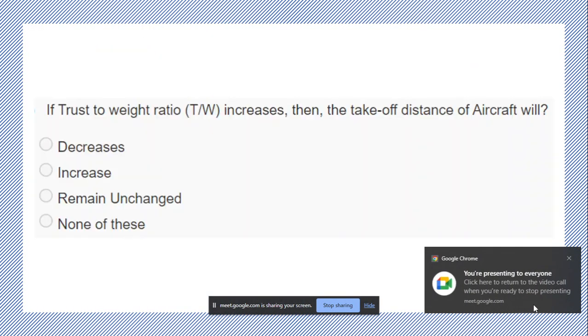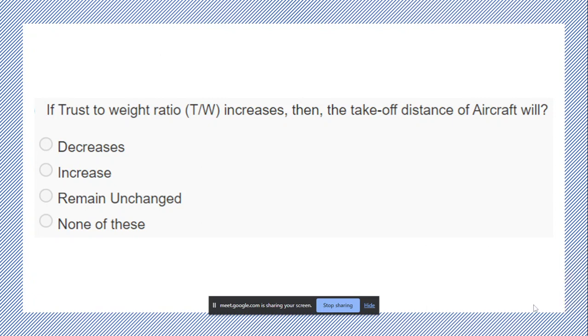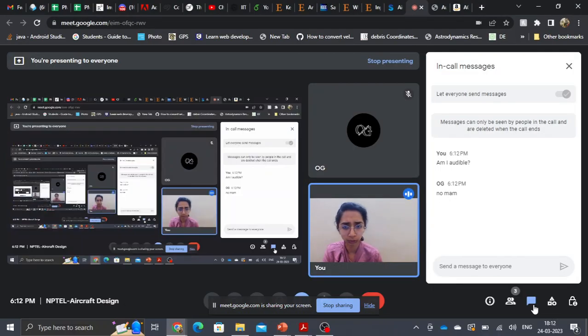Okay, so I'll just go over the questions again. The first question of the assignment was, if the thrust to weight ratio increases, the takeoff distance of the aircraft will. This was the first question.